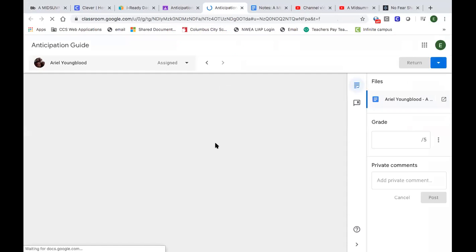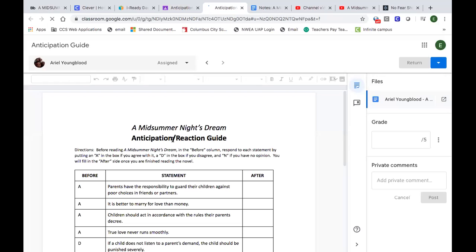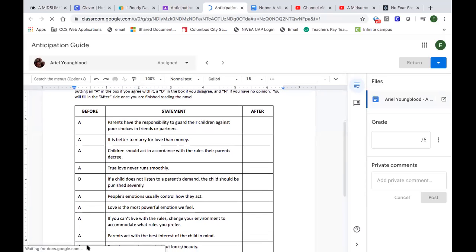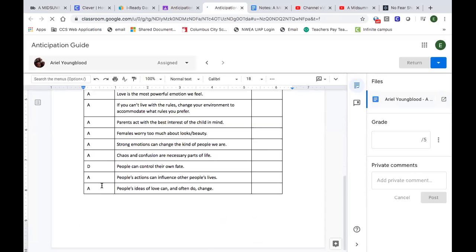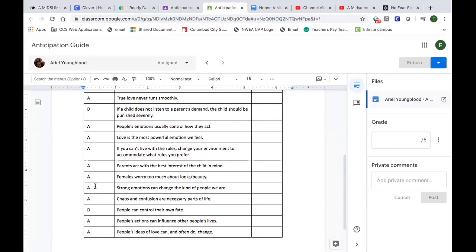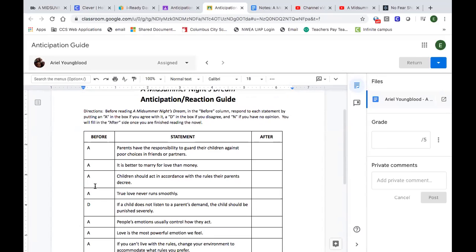Ariel, I'll just open up yours since you're the one I'm talking to. Okay. The only thing is worth 5 points right now. The only thing you should have done is the before. So just click turn in and if you did it, if you put agree, disagree, or no opinion in each of these, you get a full 5 points. We are not doing after until after we read the play. And the play is going to take us a few weeks.